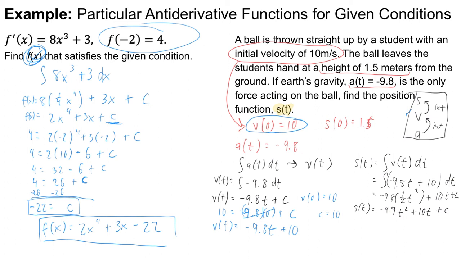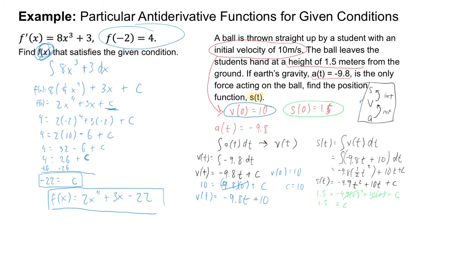So that's the position function, but we want to get our particular solution. So again, here is another condition that s of 0 is equal to 1.5. So 1.5 is the position when I have negative 4.9 times 0 squared plus 10 times 0 plus c. These go away, and then I'll find that c is equal to 1.5. And so overall, to finish up the problem, I will get a position function of negative 4.9 t squared plus 10t plus 1.5 as my position function.